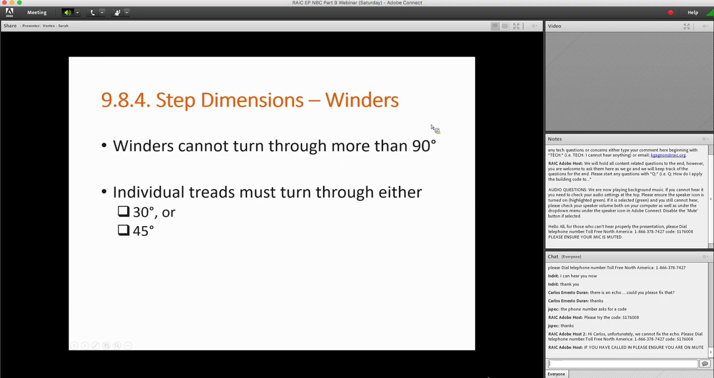Where you do have winders, and that would be in that residential application, they can't turn through more than 90 degrees. So you would not want to have your winders kind of backtrack on one another. And individual treads cannot have unusual angular winding. So they must either be 30 degrees or 45.